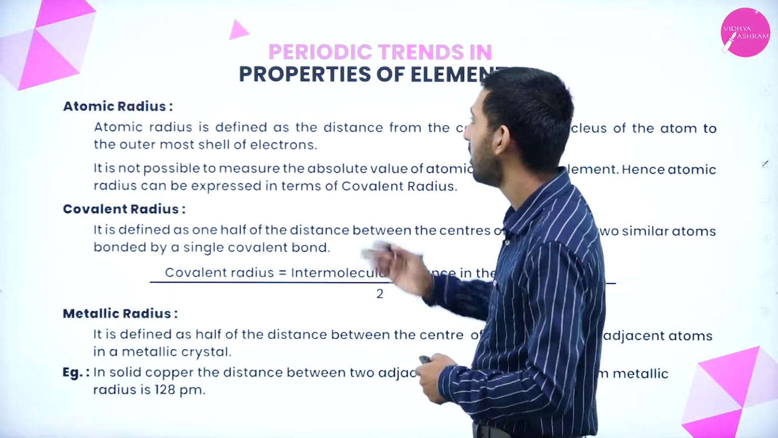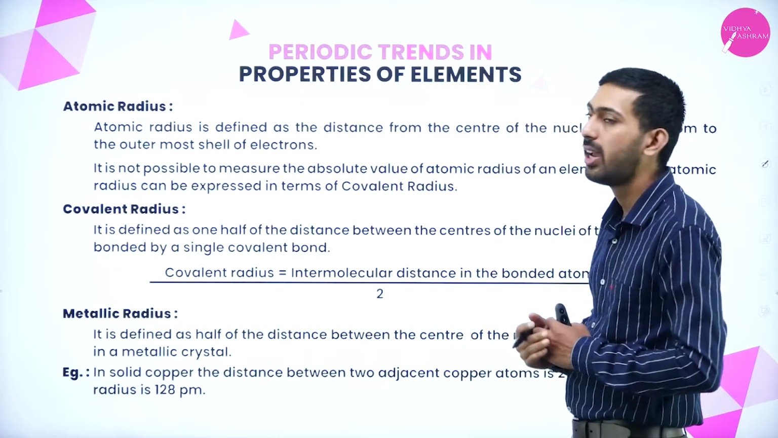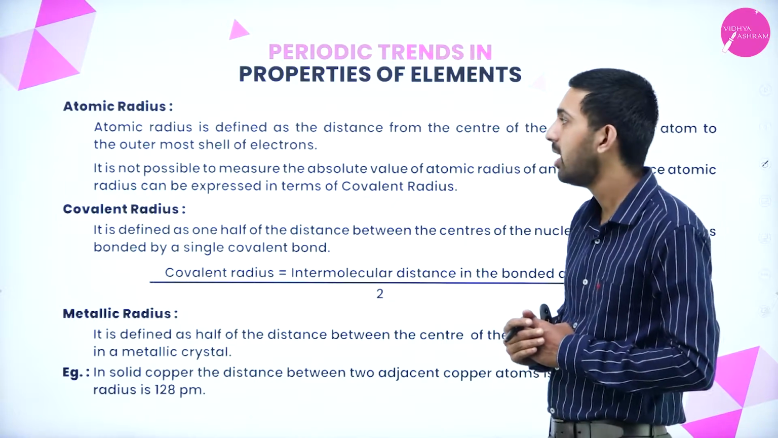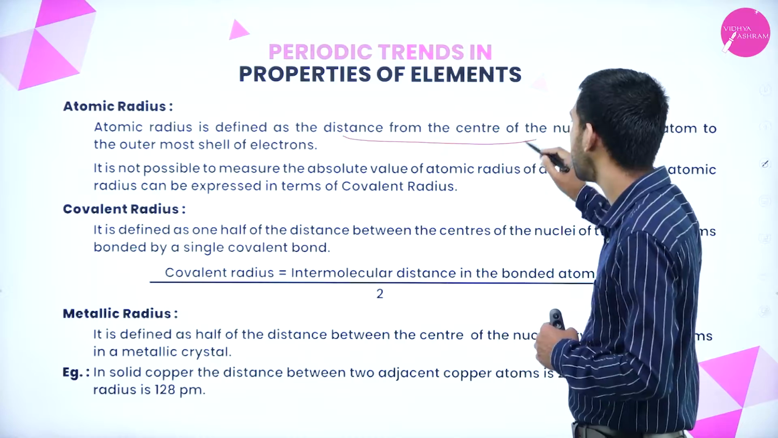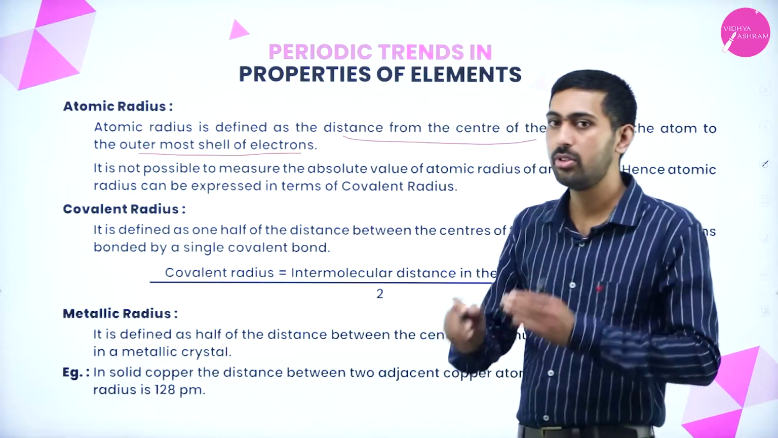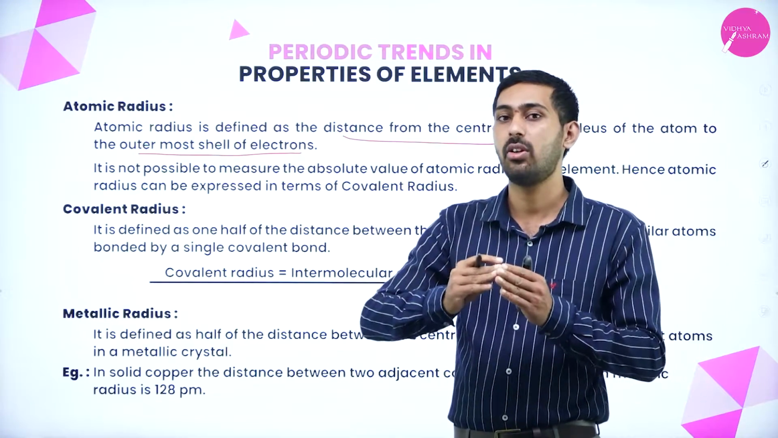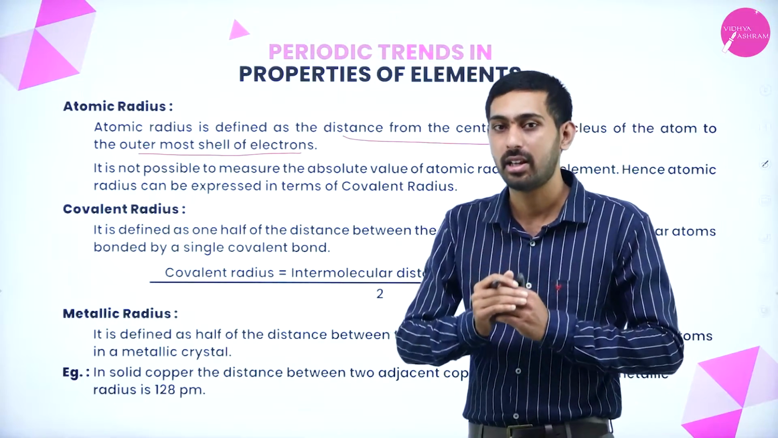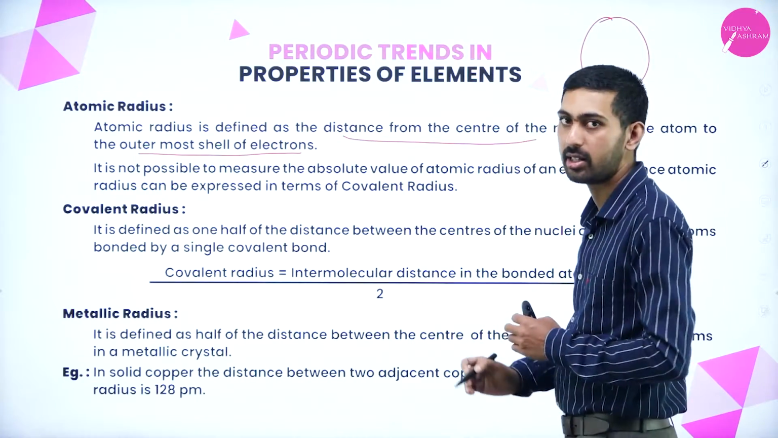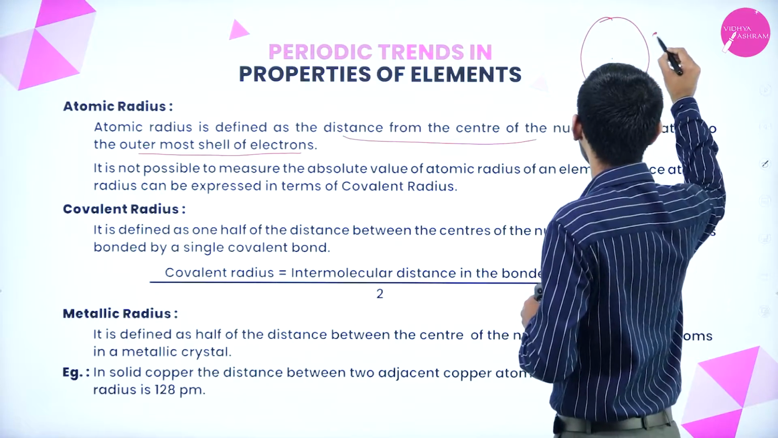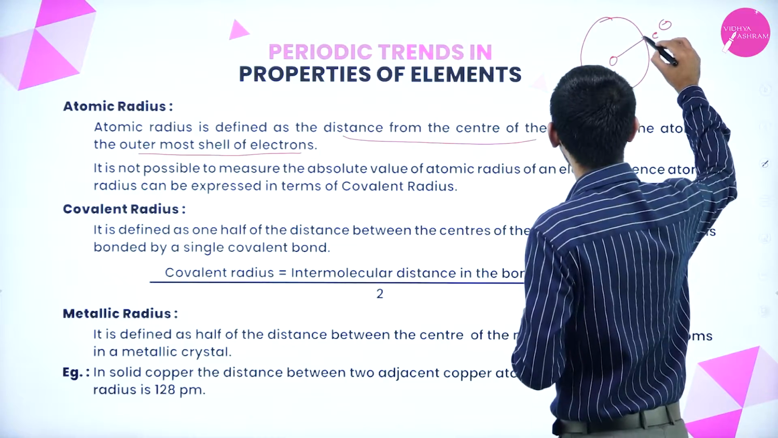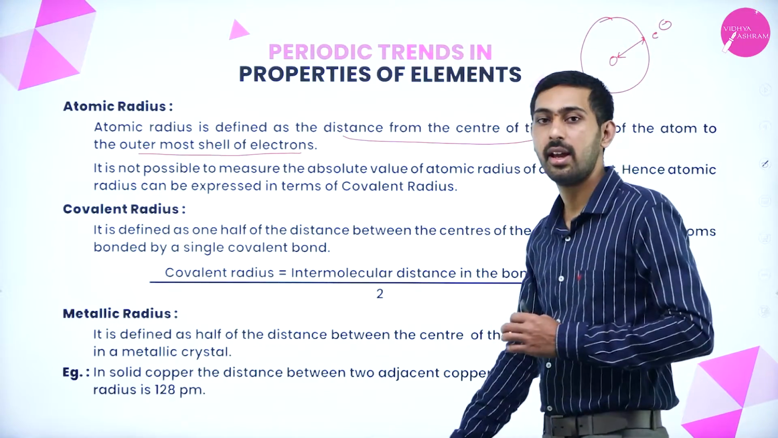Next are the periodic trends in properties of elements. First is atomic radius. What do we mean by atomic radius? It is the distance from the nucleus to the outermost shell of electrons. This is one atom, this is the nucleus, and the electrons are outside. It is the distance between the nucleus and the outermost shell of electrons.